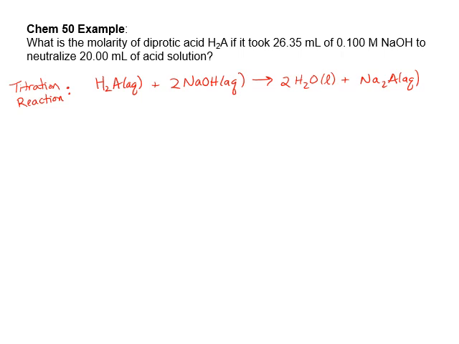To solve this problem, let's start by writing down the given information. In terms of the sodium hydroxide, we're adding 26.35 milliliters of that, and this solution has a concentration of 0.1 molar. In terms of the acid, we know that we're neutralizing a solution that is 20 milliliters.